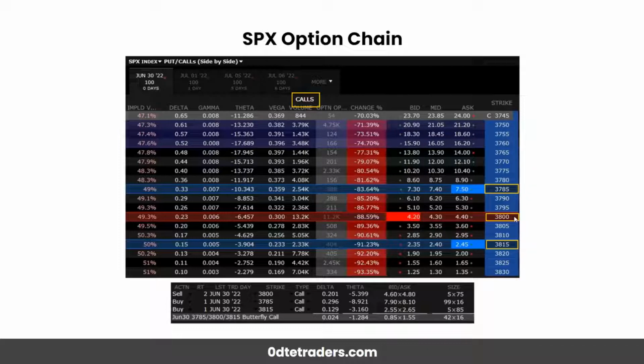Now, in this example, let's assume the SPX is trading for 3760, and the trader expects a move higher to 3,800 into the close. In this case, they would look to enter a bullish butterfly spread by selling 2 contracts at 3,800, buying 1 contract at 3785, and buying 1 contract at 3815, making this a 15 wide butterfly centered around 3,800.